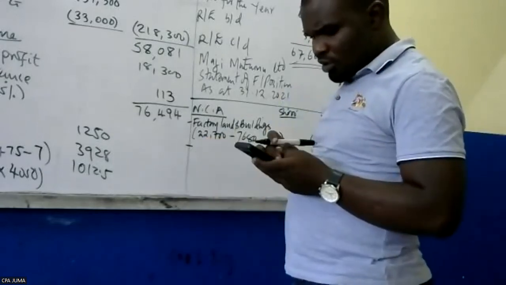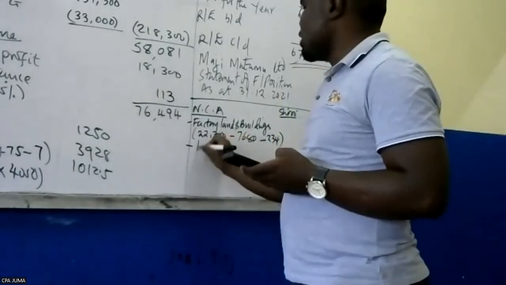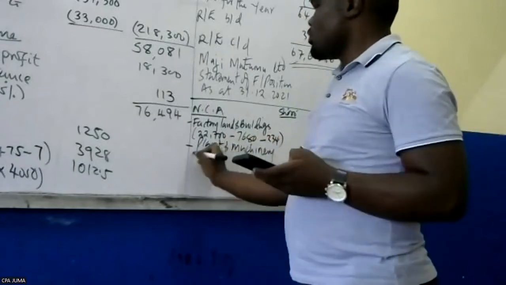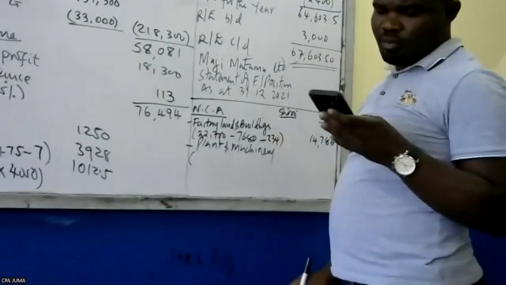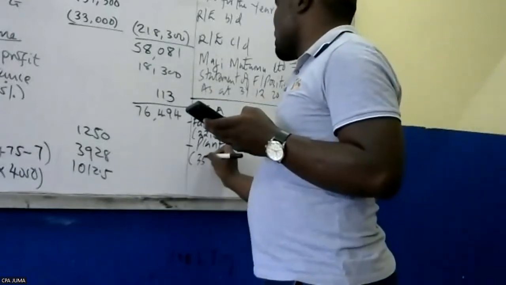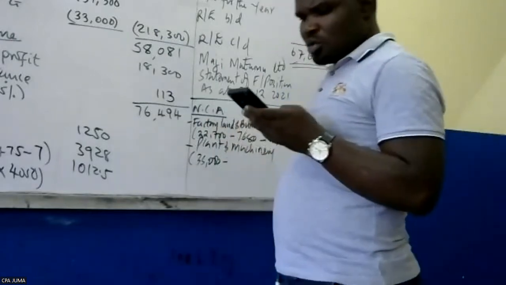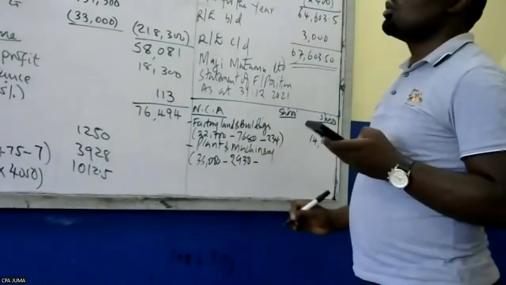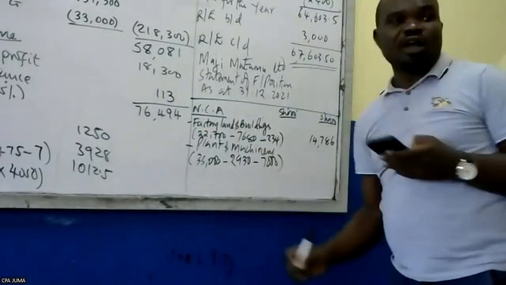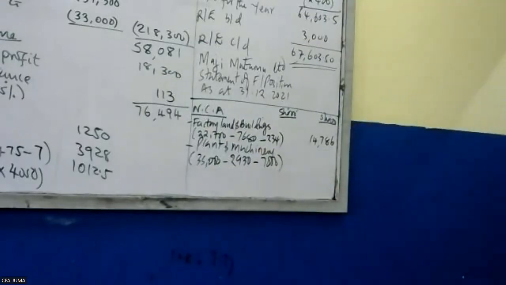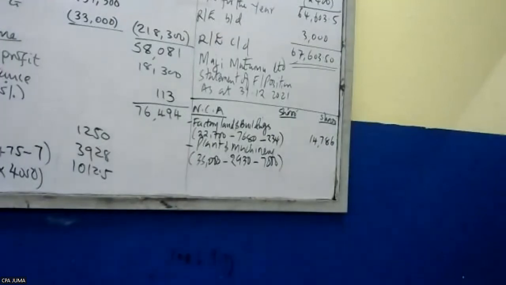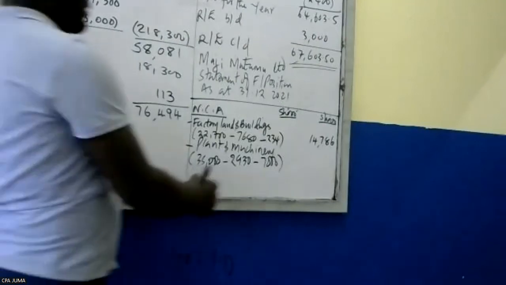The next one was which one? Land and machinery. The cost was how much? 35,000. Accumulated 2930. During this year, 7,000. Give me the book value now. 25.